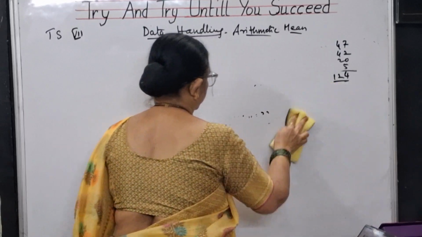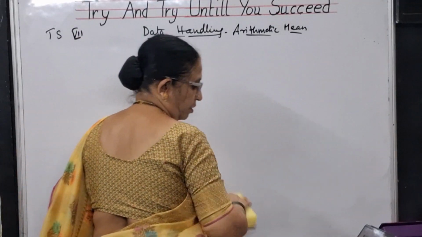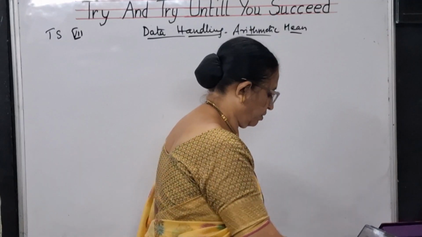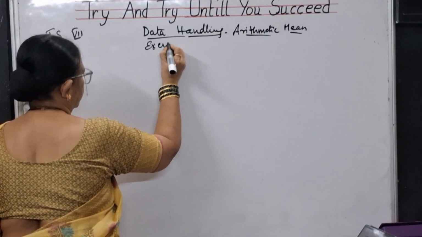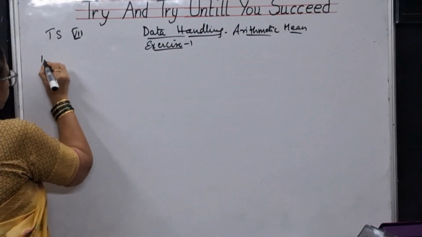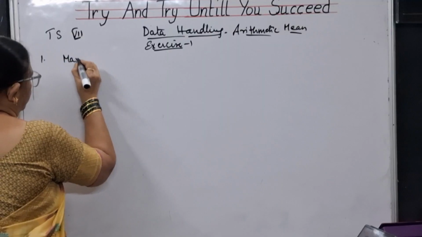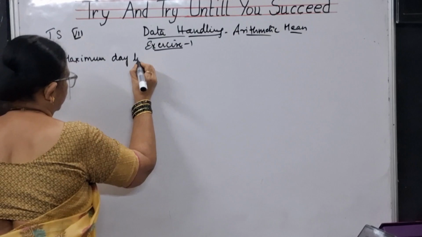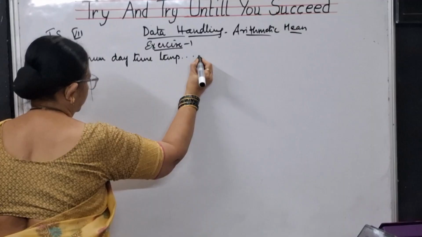Now we will see the exercise sums. Exercise 1. First problem, maximum daytime temperature. It goes on like this.